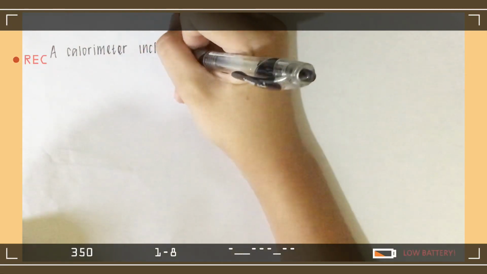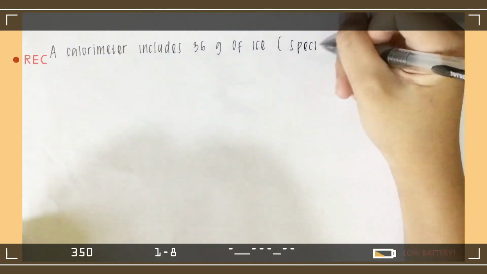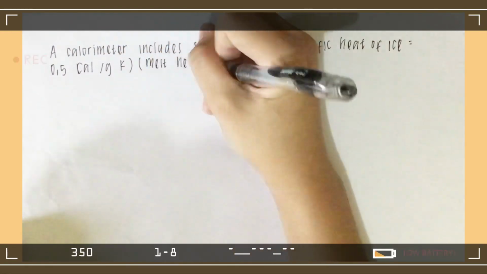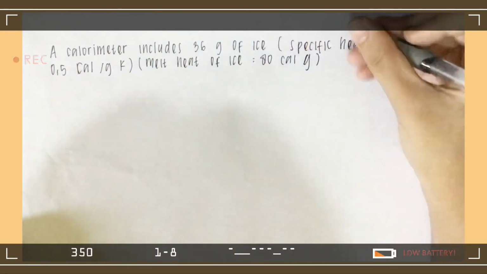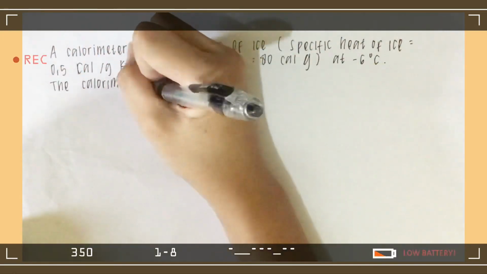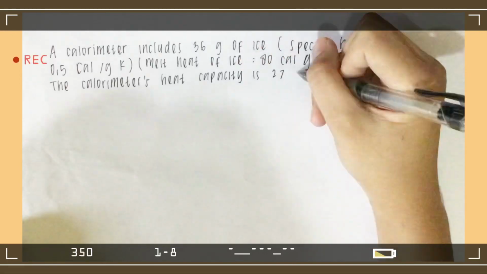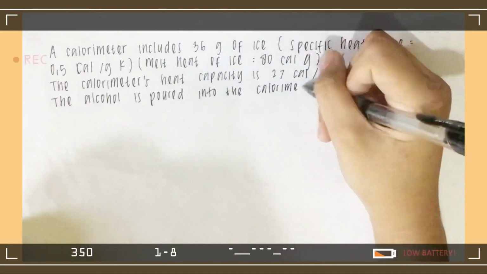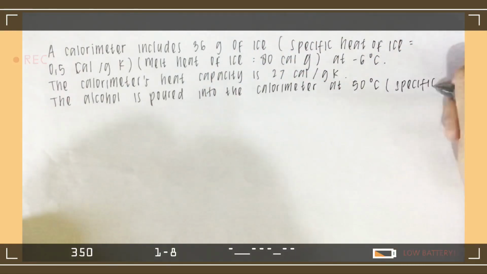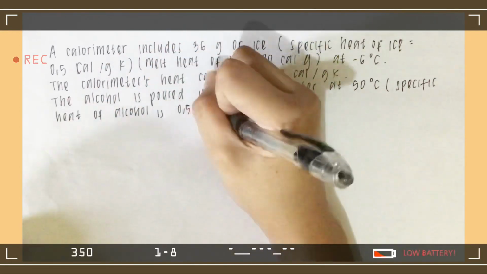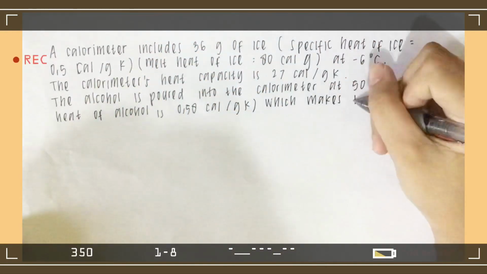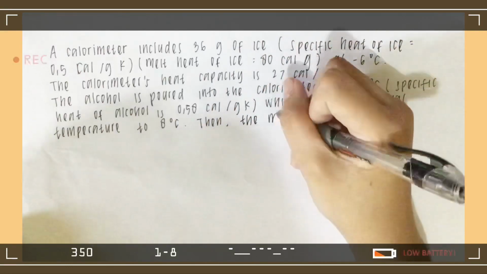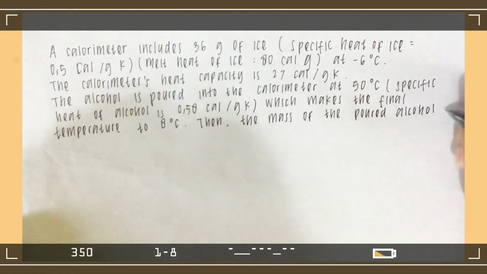A calorimeter includes 36 grams of ice with the specific heat of ice is 0.5 calorie per gram Kelvin and the melting heat of ice is 80 calorie per gram at -6 Celsius. The calorimeter's heat capacity is 27 calorie per Kelvin. Then, the alcohol is poured into the calorimeter at 50 Celsius with the specific heat of alcohol is 0.58 calorie per gram Kelvin, which makes the final temperature 8 Celsius. Then, the mass of the poured alcohol is?